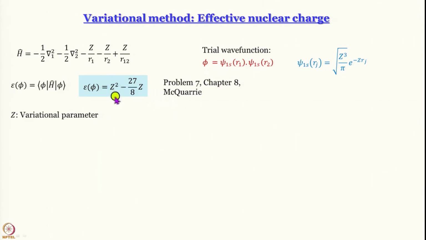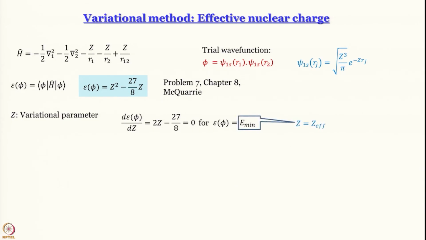So what is the next thing to do? I want to find the minimum of the functional epsilon. So I have to take the first derivative with respect to Z, equate to 0. What is the first derivative? 2Z minus 27 by 8, right. First derivative of epsilon with respect to Z is 2Z minus 27 by 8, very easy, and that is going to be equal to 0 for us to get the minimum value of the functional epsilon. As we have said, that would be the upper limit of the energy calculated for the system.